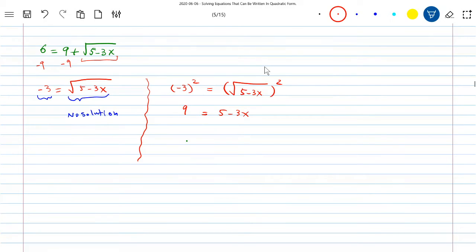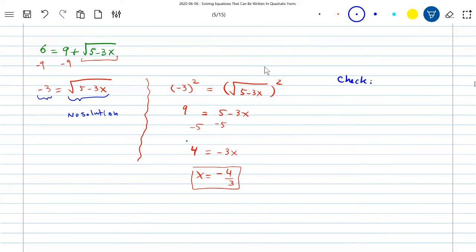Okay. Now subtract 5 from both sides. You'll get 4 equals -3x. What is x? Divide both sides by -3. It becomes -4/3. So this is not a solution at the moment. This is a possible solution that you have to check.